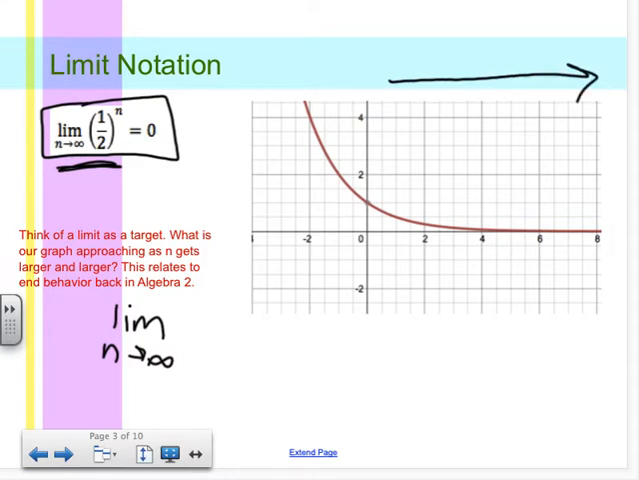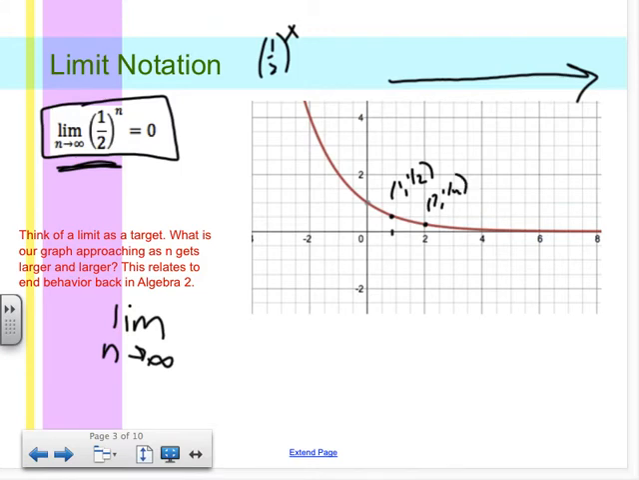Now, this is an actual graph of 1/2 to the x. So we found a few points on it before. You know, we found the point 1, 1/2 on the last slide. We found 2, 1/4. All those same points. This is just the actual curve for it.